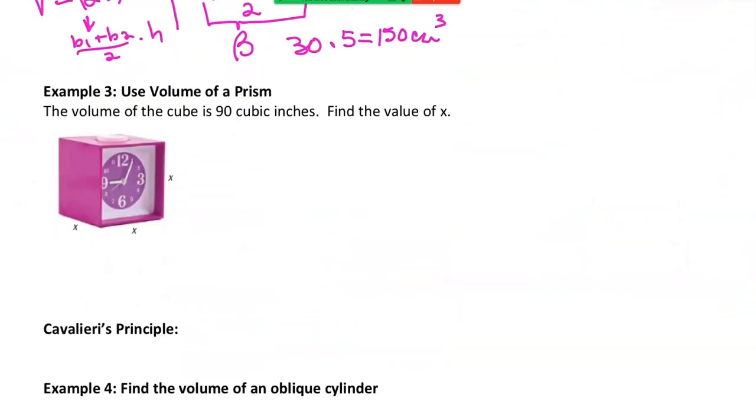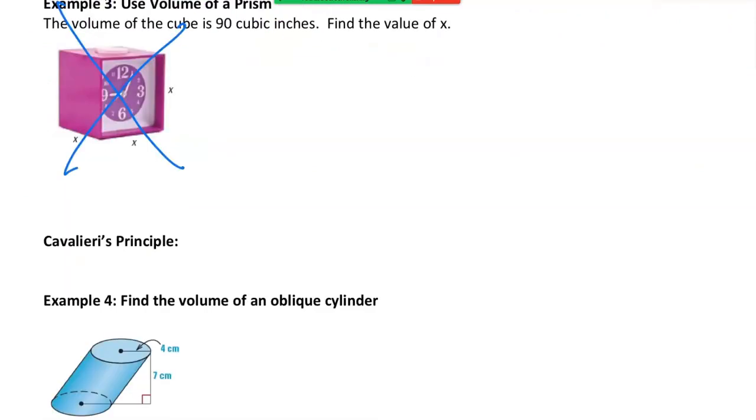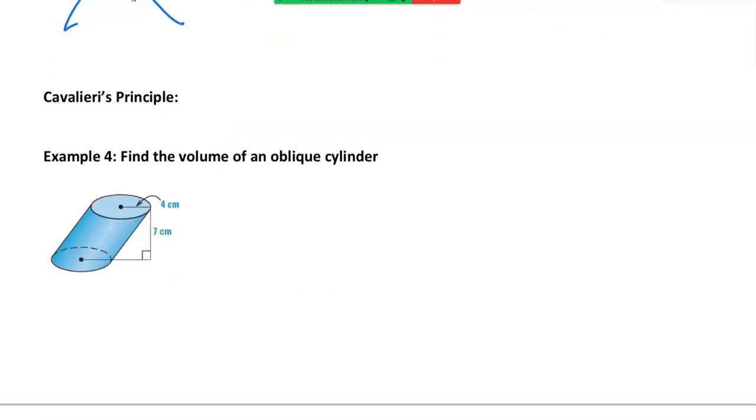Okay, we're going to skip this little guy here, and we're going to talk about Cavalieri's principle. If you have a volume of an oblique, which means slanted, cylinder, this is what you do. Volume still equals base times height. The base is based on the circle, so that's going to be pi r squared, and r is 4, so that's 16 pi, and that's going to be centimeters squared.